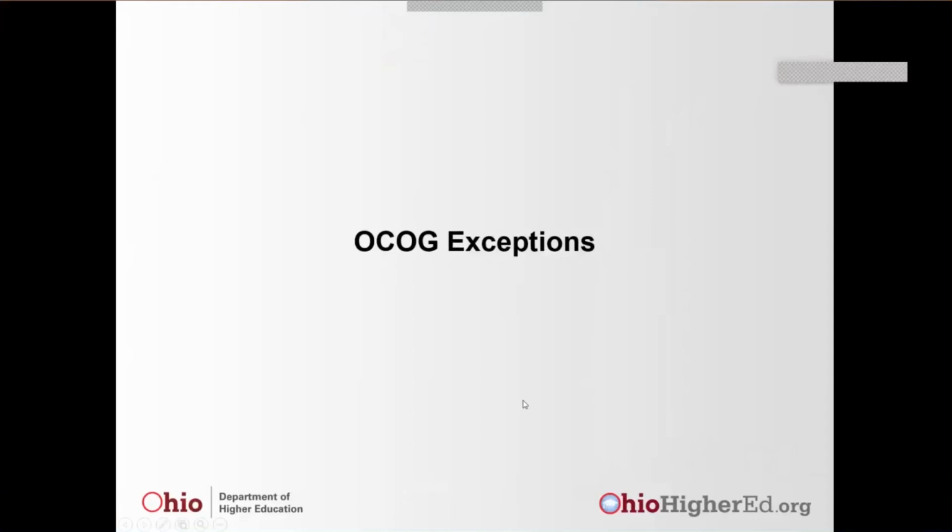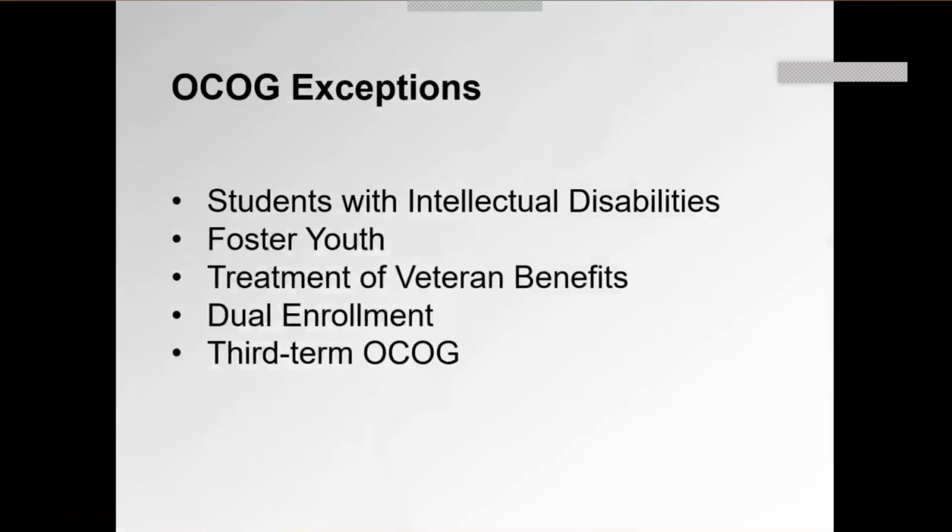So as mentioned, there are a few exceptions that could make a student who doesn't receive OCOG eligible for OCOG, or eligible for a greater award amount of OCOG. And those include students with intellectual disabilities, foster youth, veteran benefits, dual enrollment, and third term OCOG.